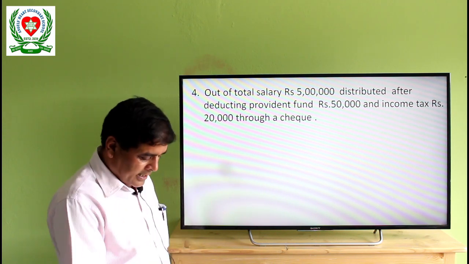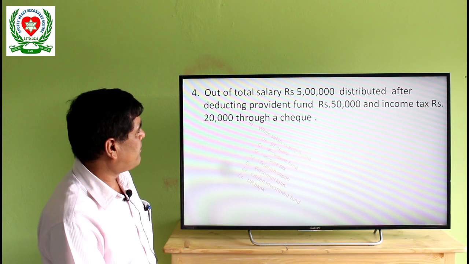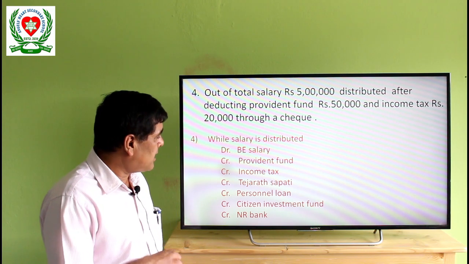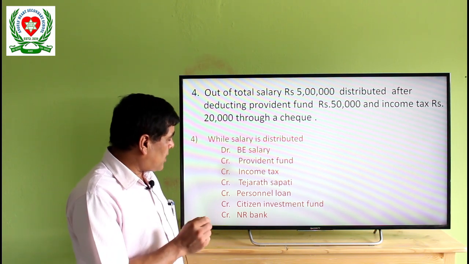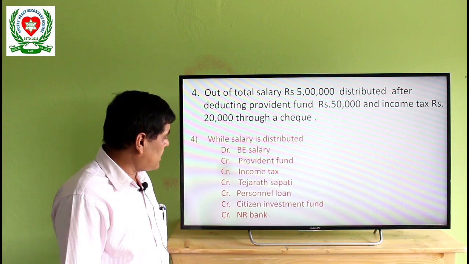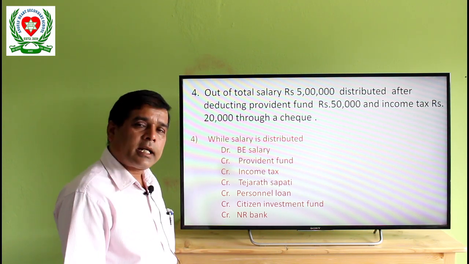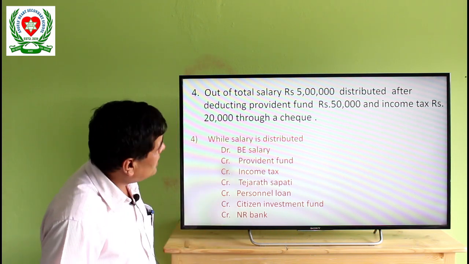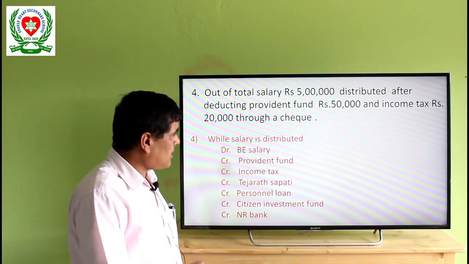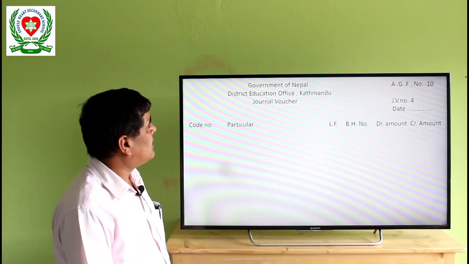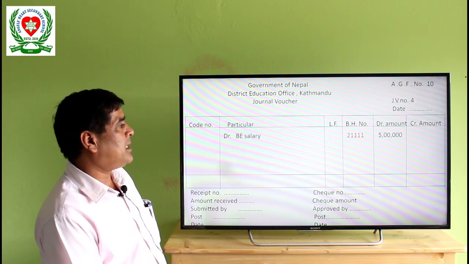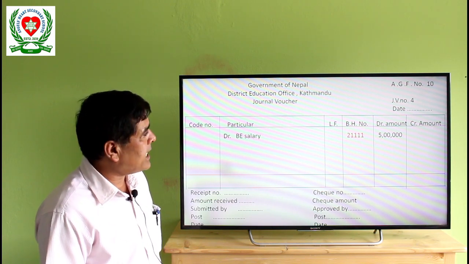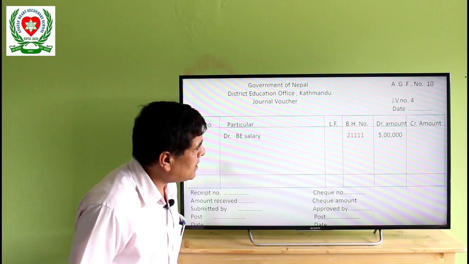For this, while distributing salary, we have the formula: debit salary, credit provident fund, credit income tax, credit Tejarat Sapati, credit personnel loan, credit Citizen Investment Fund, and credit NR Bank. But all these items are not needed now because only provident fund and income tax are given. We can write like this: debit salary, and for the expenditure, the budget expenditure head should be written in the budget head number.